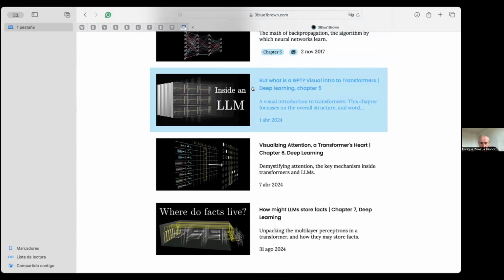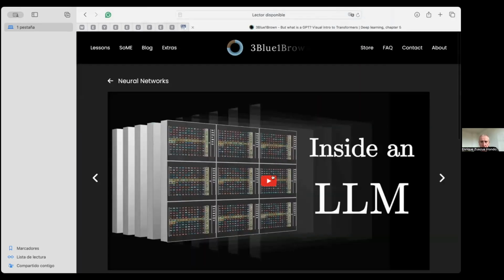The next one is the large language models. So maybe we have a look at this. I think this is important.